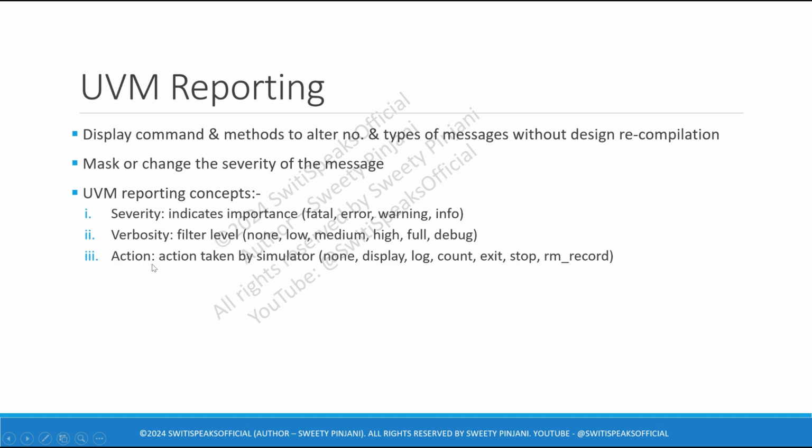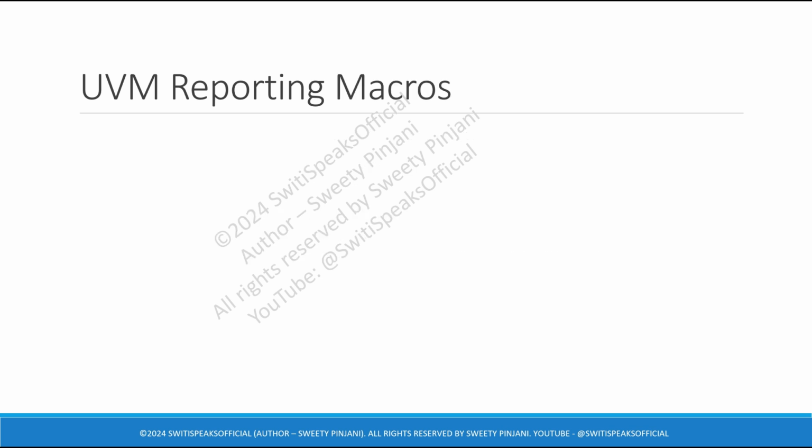Next thing is action. What kind of action should the simulator take for your message? The different kinds of actions are none, which means do nothing, display, log, count, exit, stop, and RM record. Again, I'll talk in detail about each of these actions in the upcoming slide. For now, remember these are three important concepts in UVM reporting: severity level, which indicates the importance, verbosity level, which will filter your messages, and the action taken by the simulator.